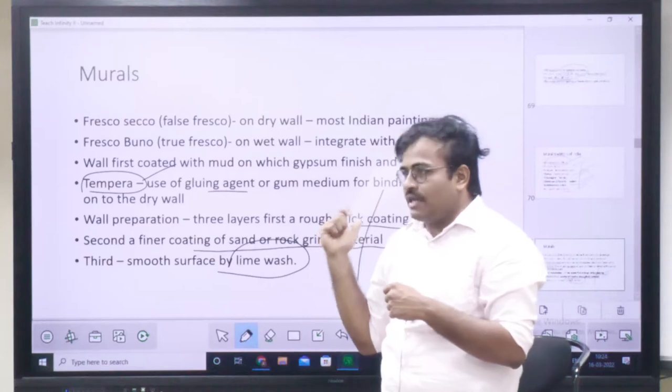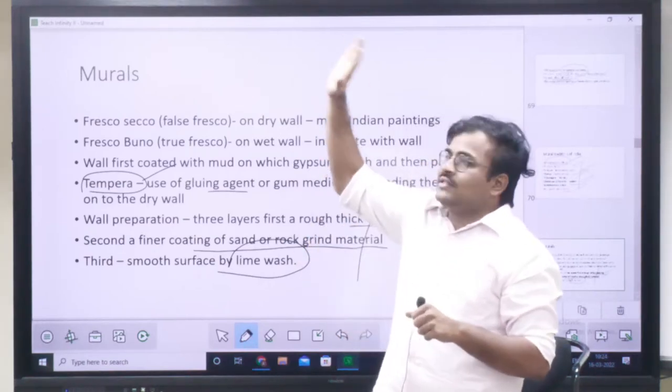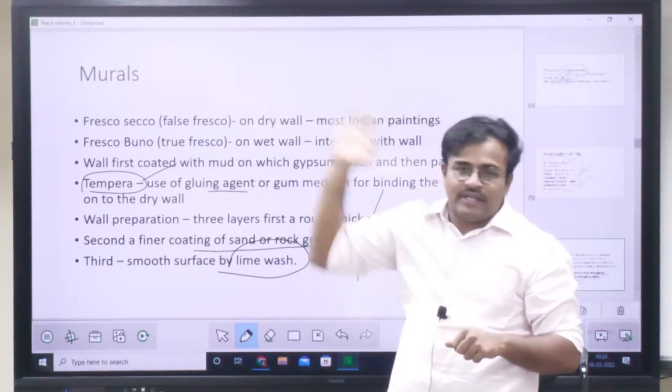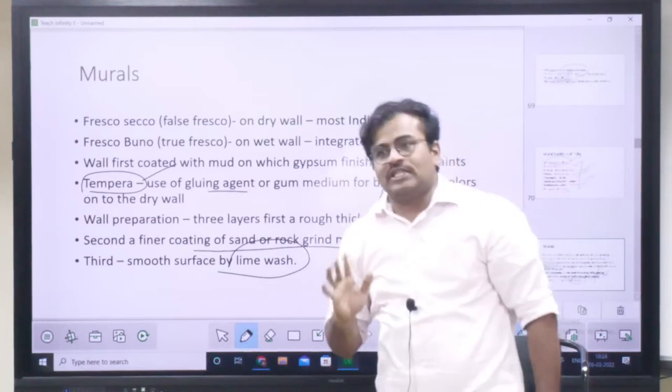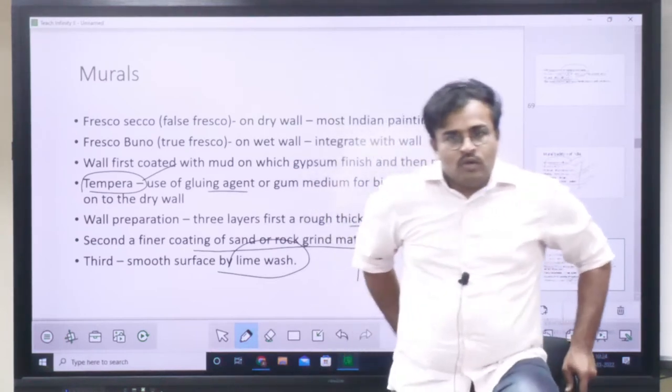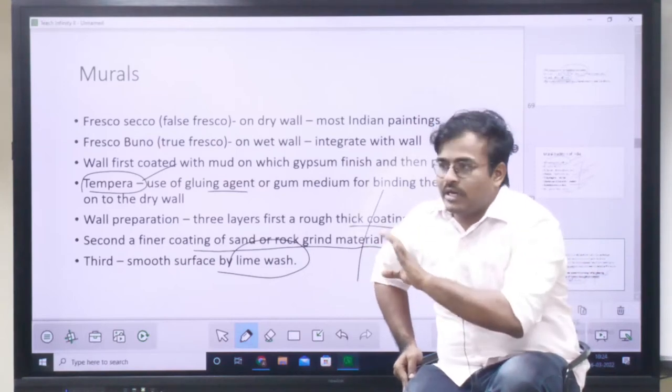And in Ajanta, we have the tempera technique. Preparation of wall is there. Along with that, it also followed all the six limbs of an ideal painting called Shadanga. And in Ajanta paintings, the main themes are all Buddhist. Buddhist and Bodhisattva images are mainly drawn in the Ajanta paintings.